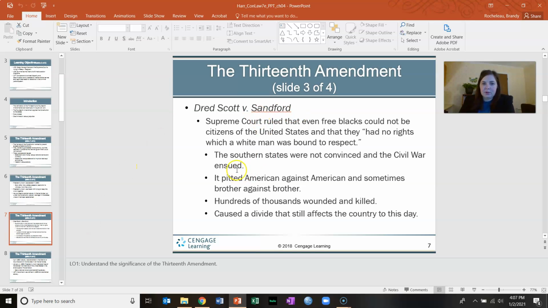Dred Scott v. Sandford is a Supreme Court case from the 1850s where the Supreme Court ruled that even free black men could not be citizens of the United States. Quoting the opinion, they had no rights which a white man was bound to respect. If we think back to earlier content, the Supreme Court can overrule itself. If they choose not to, then a constitutional amendment has to be enacted, which is what we see with these post-Civil War amendments to the Constitution.